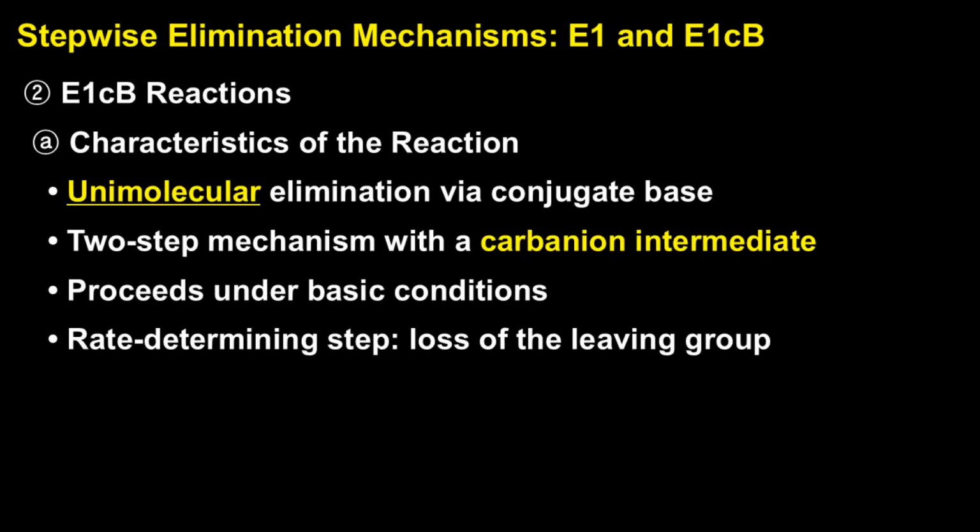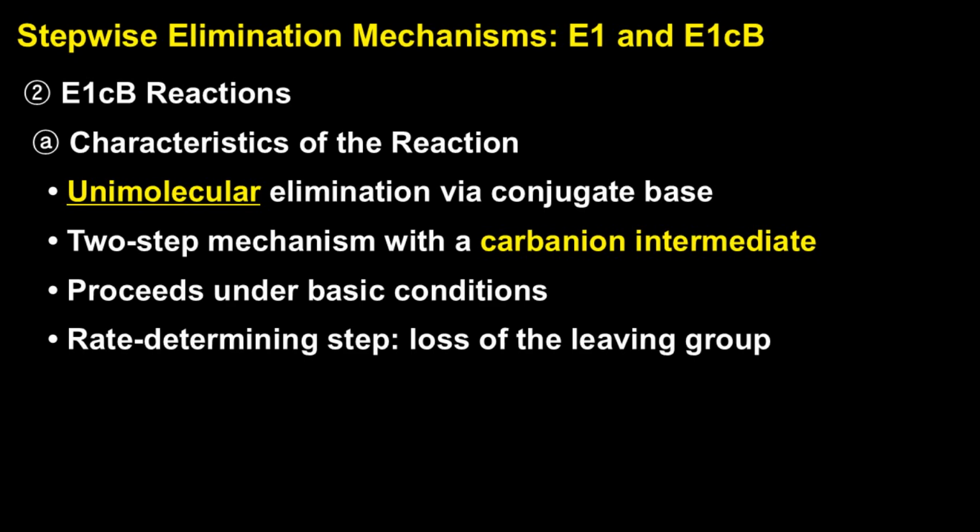Now let's move on to the E1cB mechanism. E1cB stands for elimination, unimolecular, conjugate base. And just like E1, it's a stepwise mechanism. But here's the twist. Instead of forming a carbocation, E1cB goes through a carbanion intermediate. So how does it work? It usually happens under basic conditions. First, a strong base removes a beta hydrogen, and that forms a carbanion.